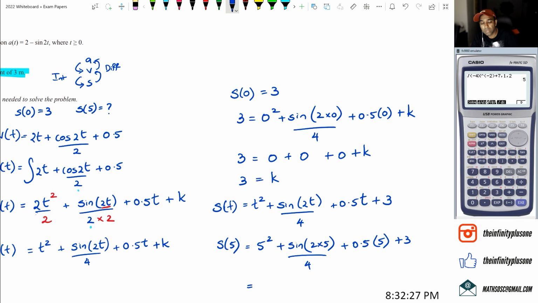All right, so we're just going to punch this in the calculator. We've got 5 squared plus sine of 10 divided by 4 plus 5 times 0.5, which is 2.5, plus 3, and all that gives me 30.36.